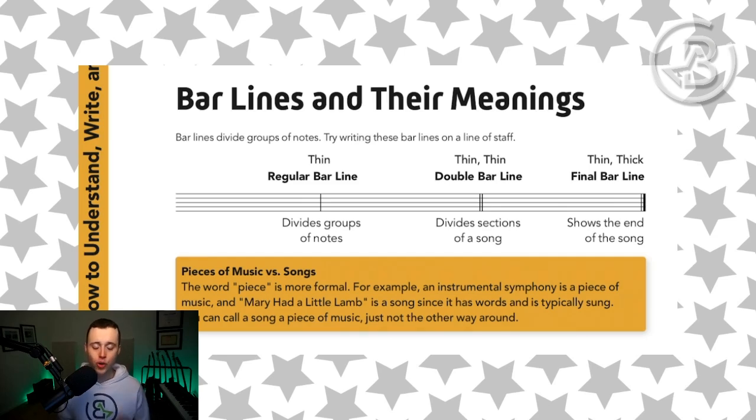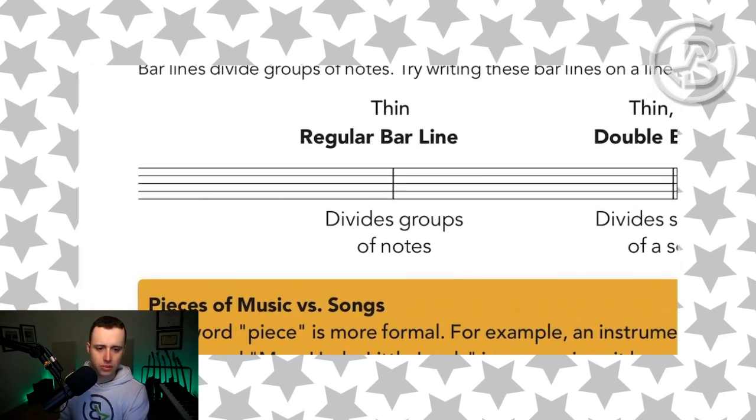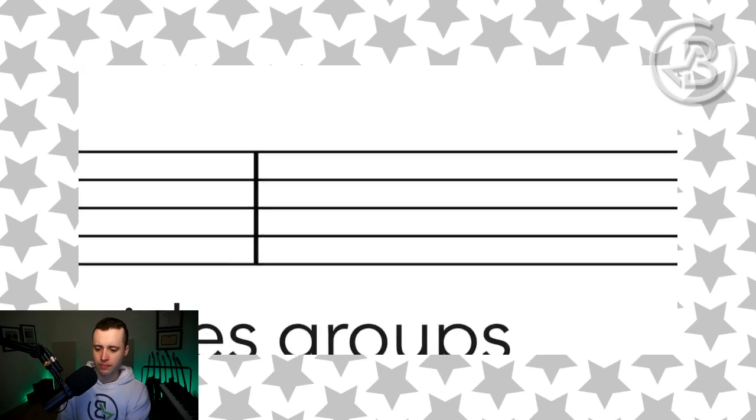In this lesson, you are going to understand bar lines and measures because bar lines and measures work together, and you will see why in just a moment. First, let's talk about bar lines and what they mean. Bar lines divide groups of notes or show other things. For example, a single bar line or a regular bar line divides groups of notes. That's just one single line going down the staff. The staff is 5 horizontal lines. A bar line is just one single vertical line.